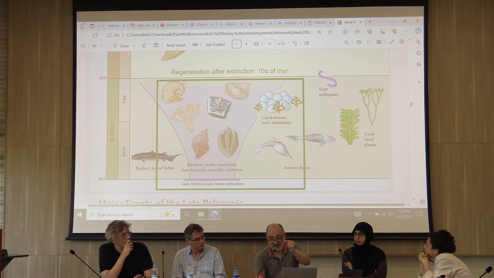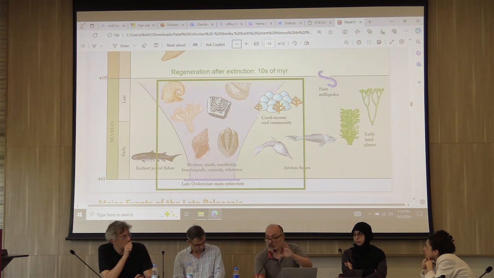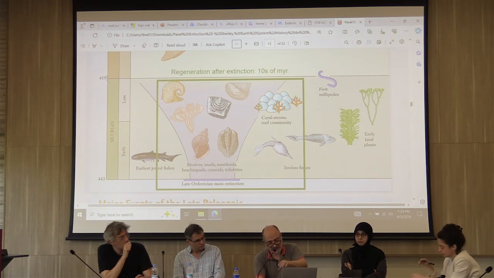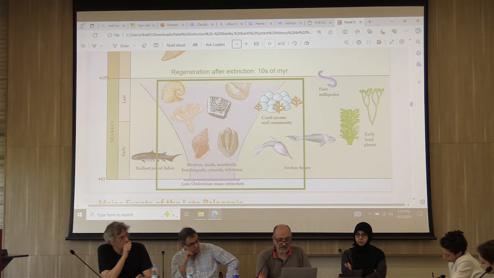How long does it take for diversity to get back for this regeneration? How long? Tens of millions of years. Look at this time scale here, 443 million years ago, 419 million years ago. Regeneration occurs, that's true, but takes tens of millions of years. If the purpose of ecology is that we need the ecosystem to service humans, that's too late. Tens of millions of years. We cannot wait so much for the system to regenerate. Although I don't agree that ecology has to service humans. I don't have an answer to that, but I don't necessarily agree that this is the purpose of ecology. Okay.